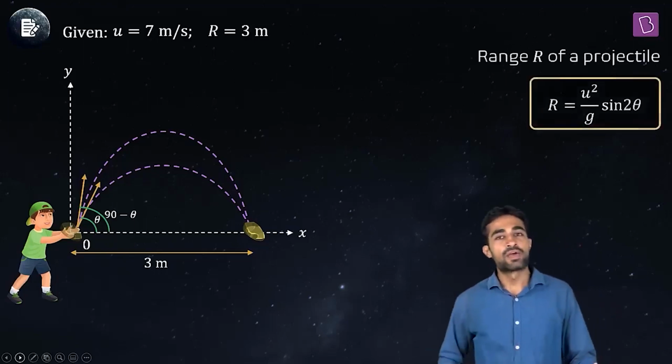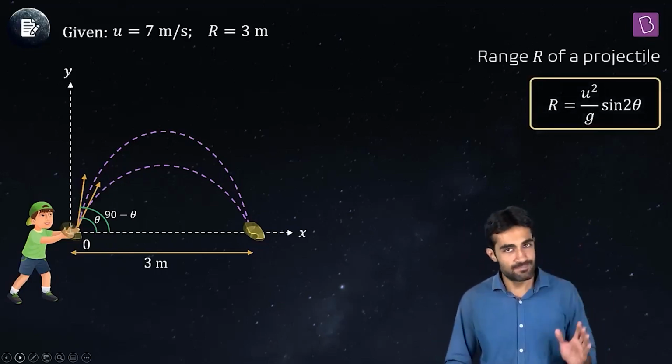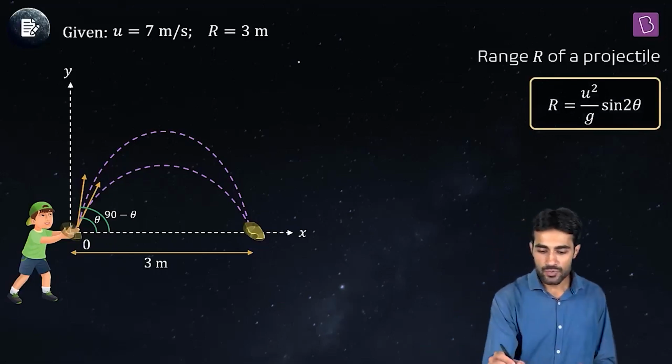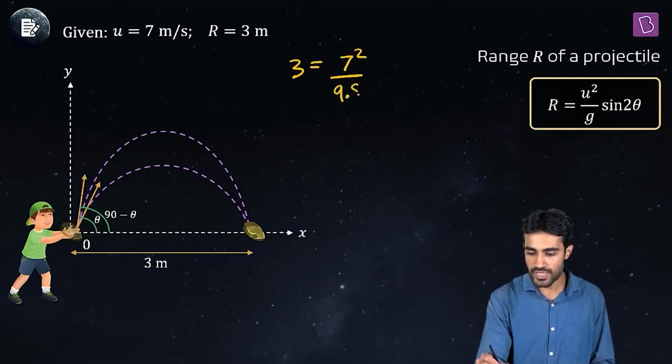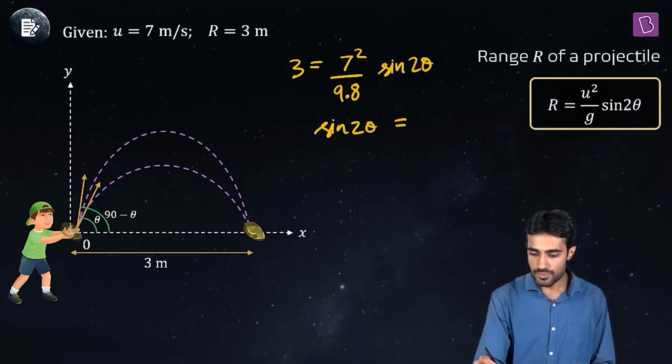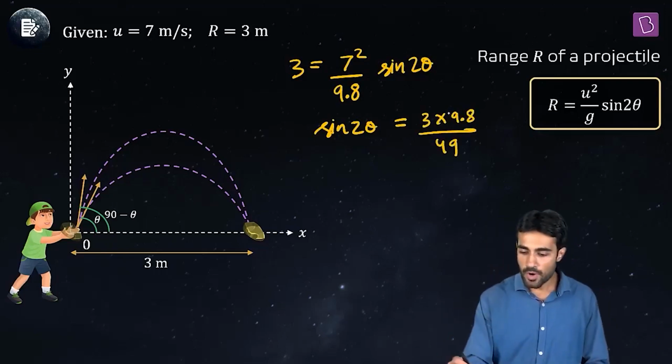What was the formula? Range is equal to u square sine 2 theta divided by g. This is the formula. Let's apply it. So range is 3, and then we have u square, which is 7 square. We divide it by g, and g is 9.8. And then we get the value of sine 2 theta. Sine 2 theta, as you can see, is coming out to be 3 times 9.8 divided by 49. Now 9.8 times 5 is 49. So we are getting sine 2 theta as 3 by 5.